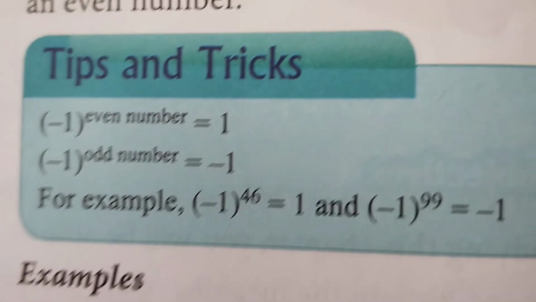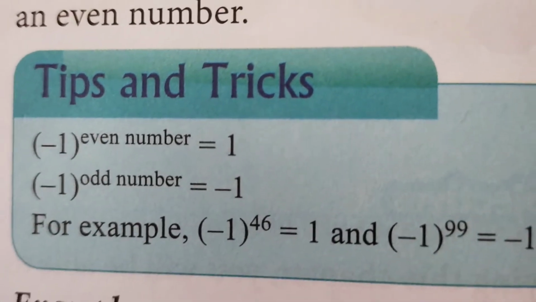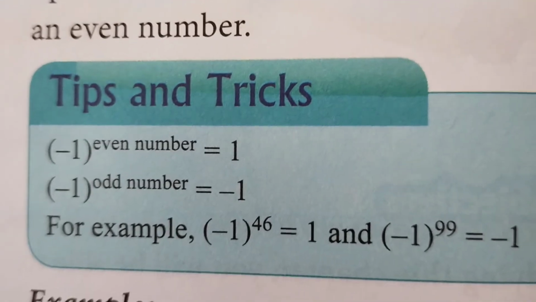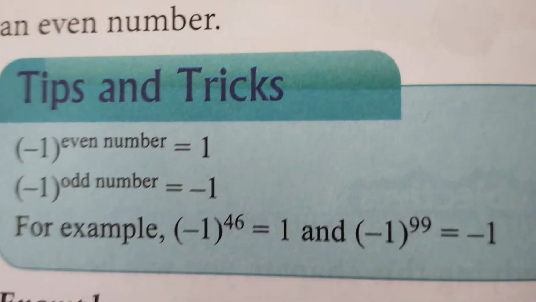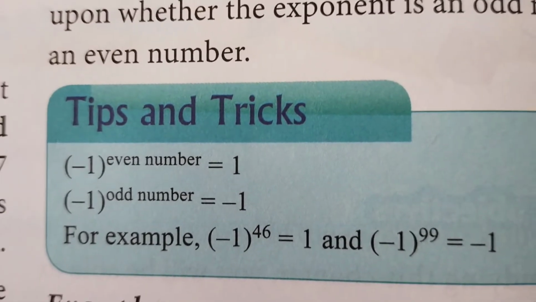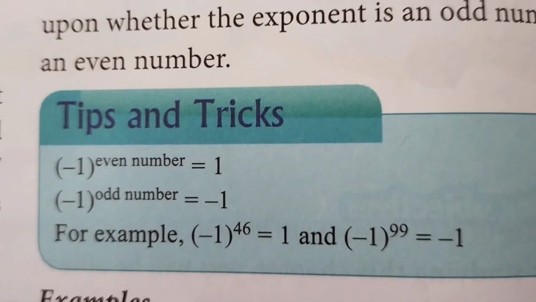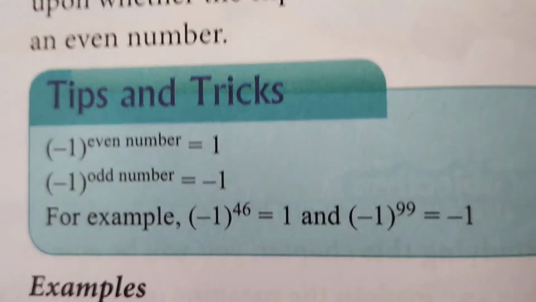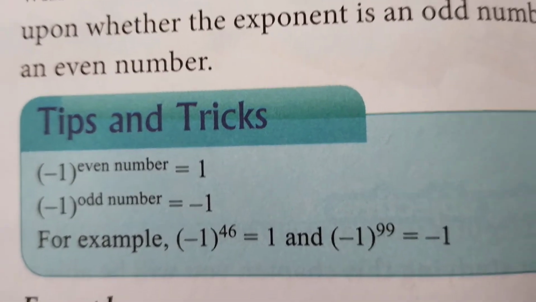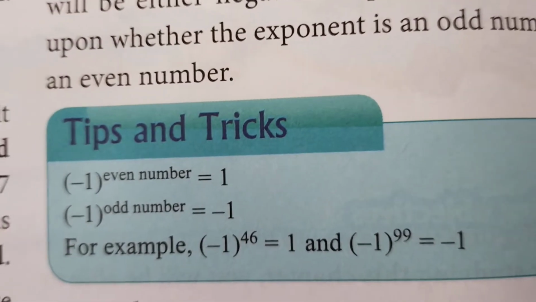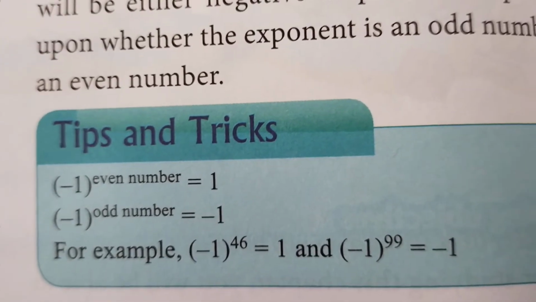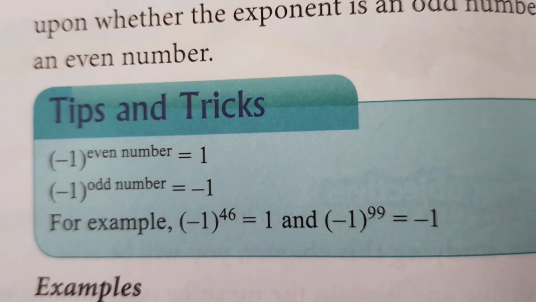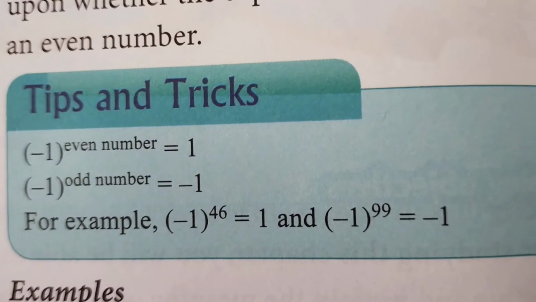Here you see, minus 1 whole to the power of an even number, like minus 1 whole square, minus 1 into minus 1. Even number means it can be 2, 4, 6, 8. Then the result will be positive. Minus 1 to the power of an odd number: if you write minus 1 three times, minus 1 into minus 1 into minus 1, the result is minus 1. So minus 1 whole to the power 46: 46 is an even number, so the result is 1. Minus 1 whole to the power 99: the power is an odd number, so the result is minus 1.